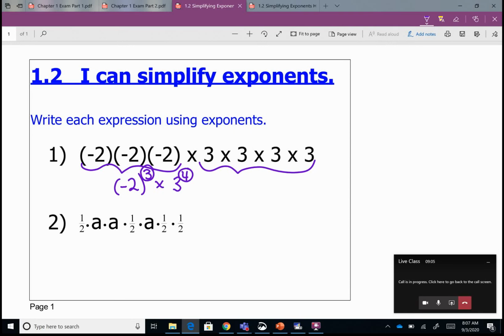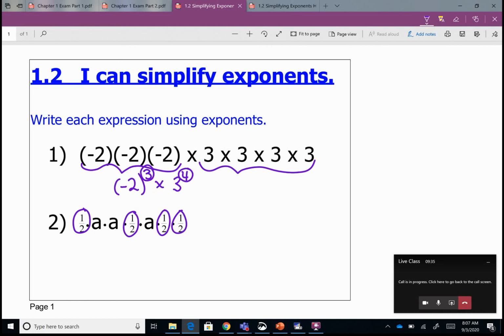Let's take a look at our second one. Our second one looks a little different. In order to use exponents, we have to be multiplying. So I see a lot of multiplication in the second one. But unlike the first one, I have a 1/2 here, and a 1/2 here, and a 1/2 here, and a 1/2 here. We're multiplying.